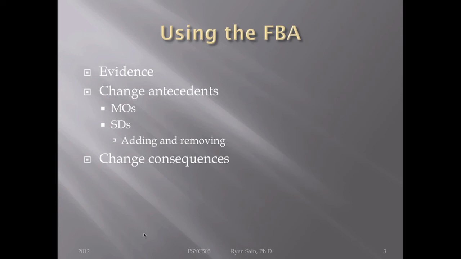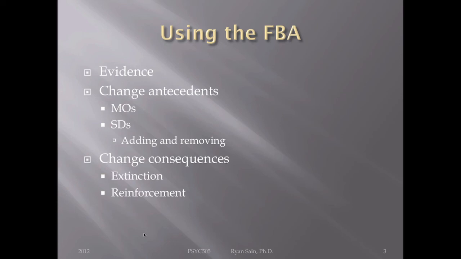All right. Anyway, so we can either modify antecedents by adding them or removing them, specifically with discriminative stimuli, or we can change the value of reinforcers. So we can devalue a reinforcer, which is a common sort of procedure. We devalue it. That way it doesn't maintain the old problem behavior that we had. Or we can shoot at changing consequences. So again, the idea here is we got the evidence first, and then we found out based on that evidence what we can do. We can either modify antecedents or we can change consequences.